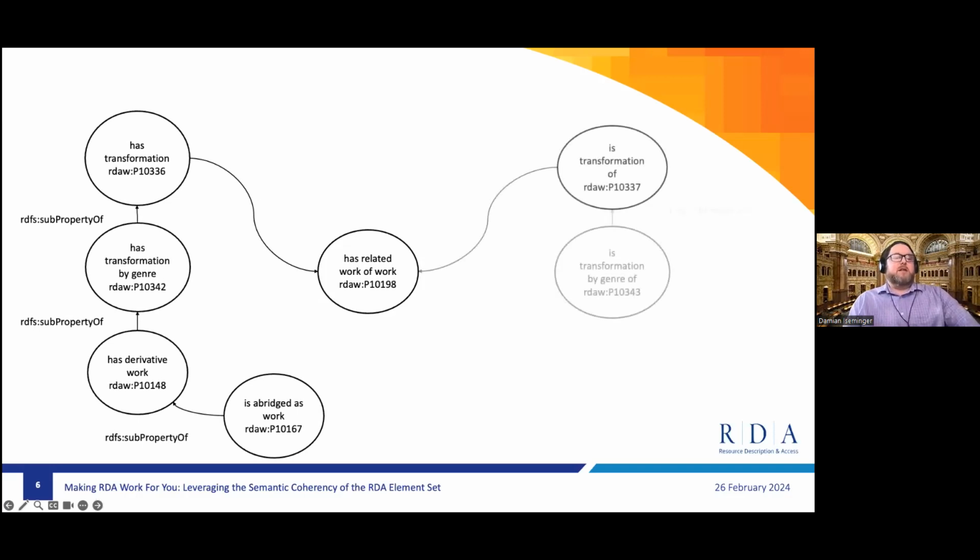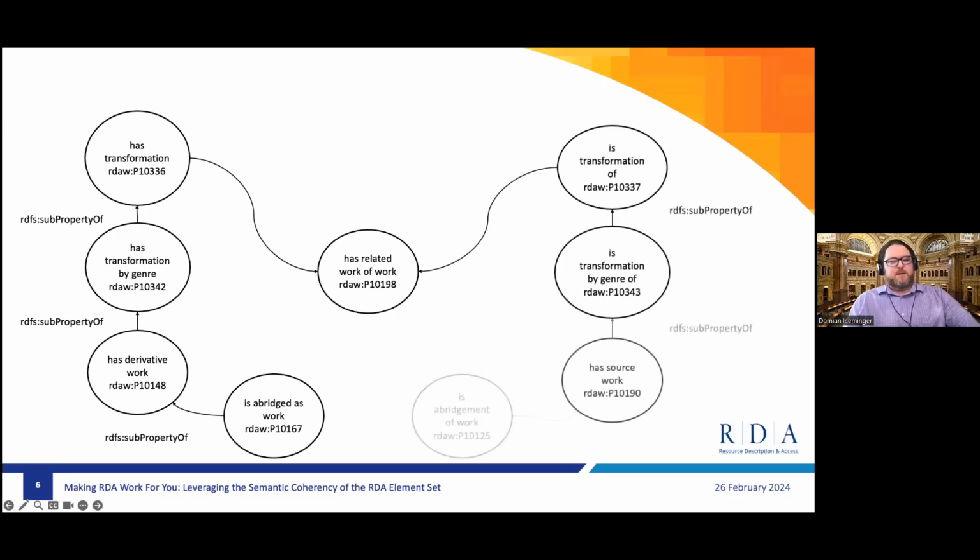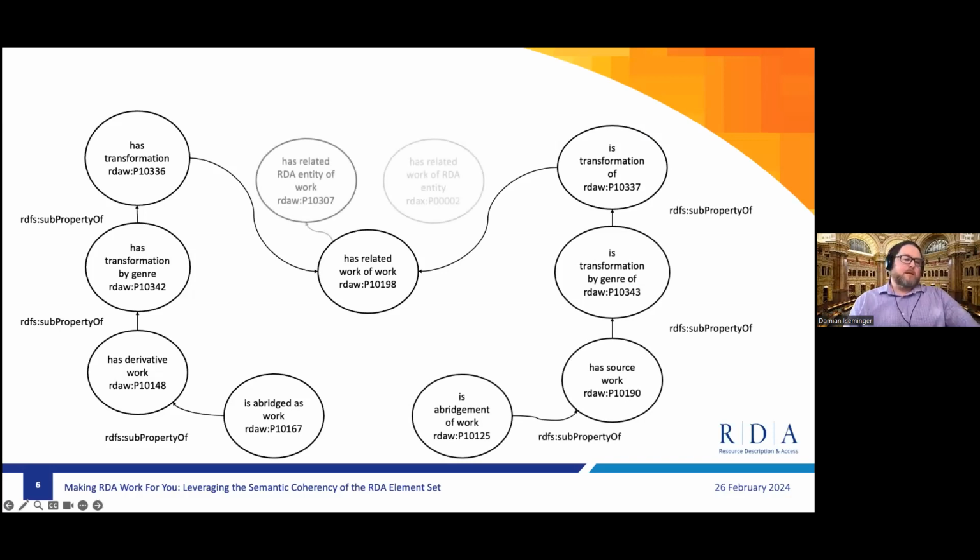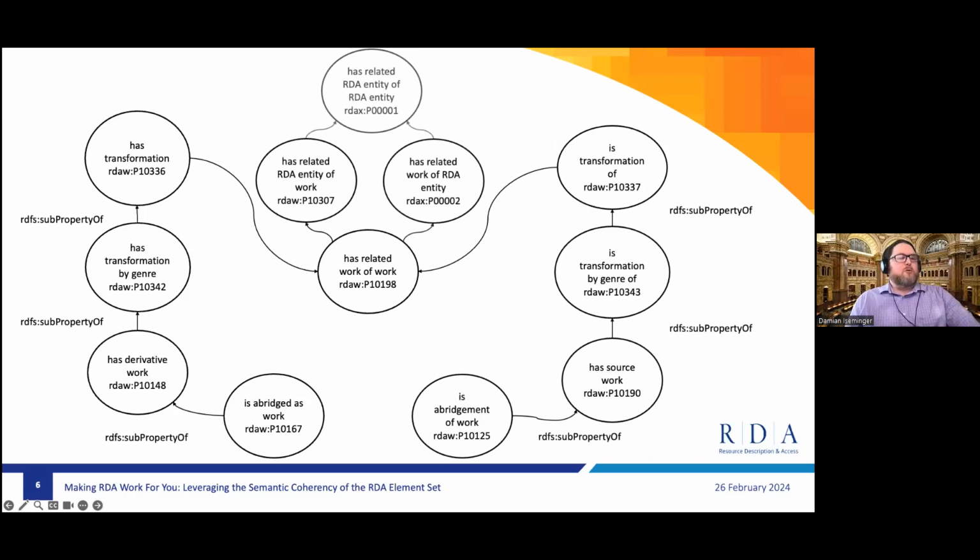On the other side here, you're seeing the inverses of these same elements. So then has related work of work is in a polyhierarchical relationship with has related RDA entity of work and has related work of RDA entity. And then finally, those two elements are related to the top element level in the whole hierarchy, has related RDA entity of RDA entity. So you can see here in just one example how the elements are connected to one another.